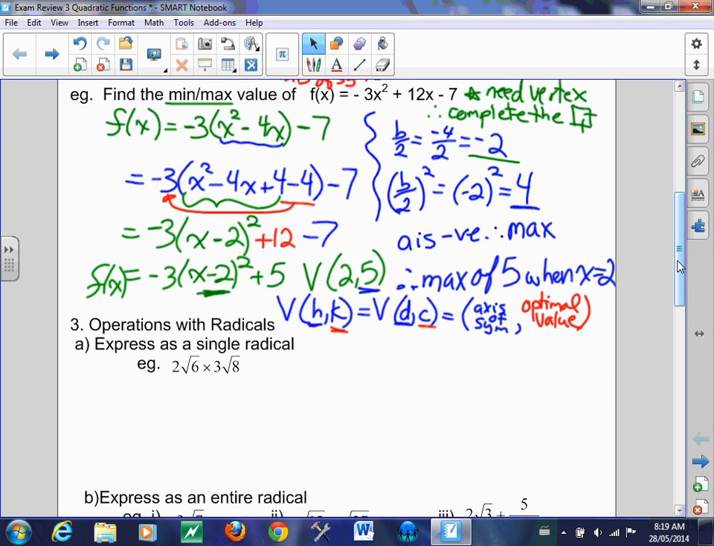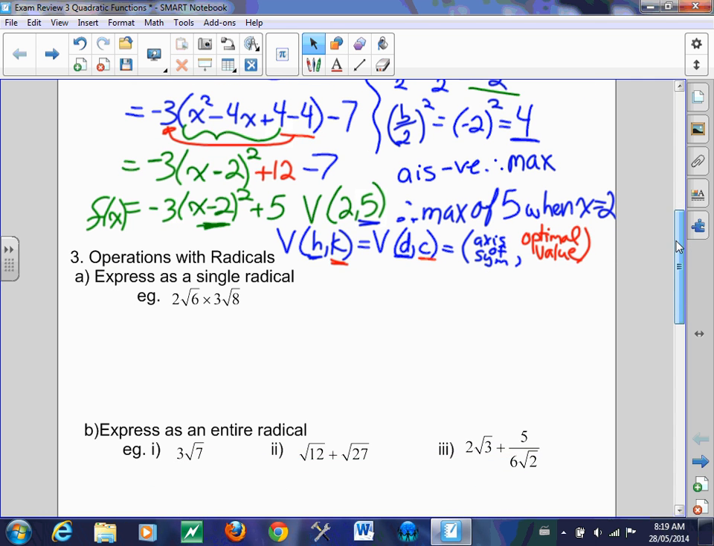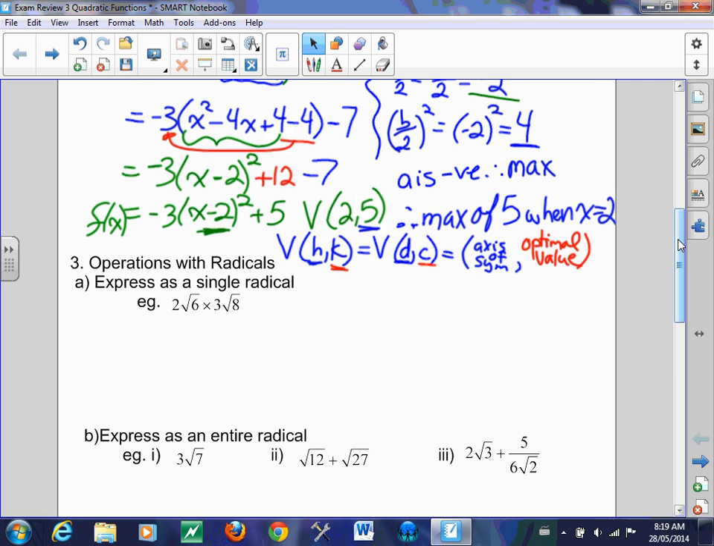Awesome. All right, so that is dealing with the forms of the quadratic and converting and min-max values, switching forms. Now we're going to deal with operations with radicals. So number 3, operations with radicals. It says express as a single radical. So what we try to do, folks, is try to say within the square root, do we have any perfect squares that we can pop out?